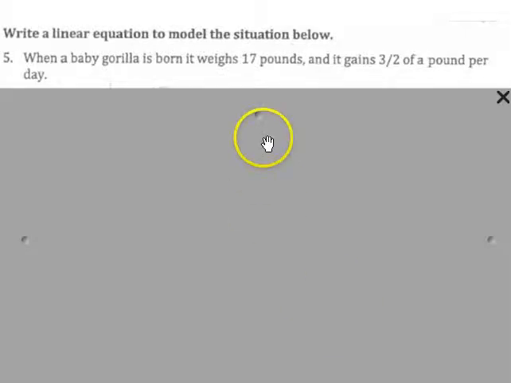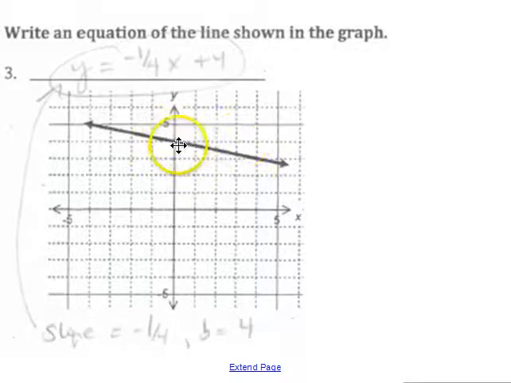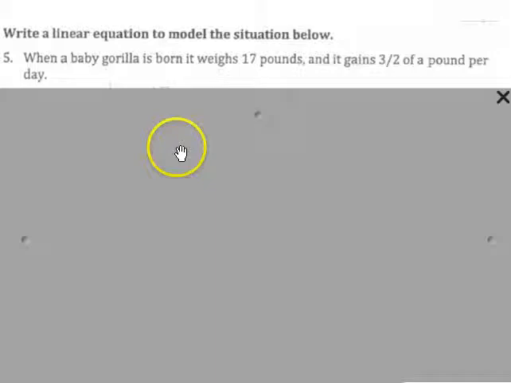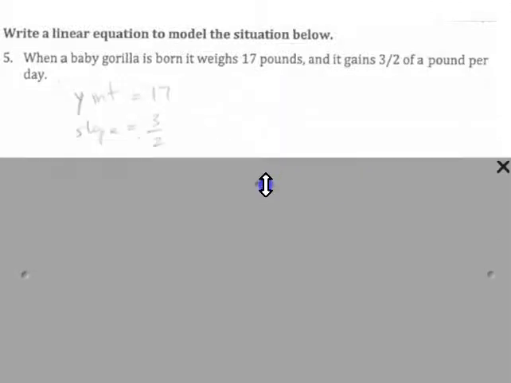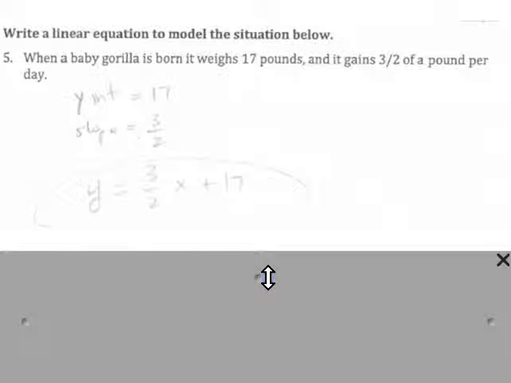Word problems can do the same thing. They can tell you rather than show you what the starting amount, the intercept is, and what the slope, the rate of change, is. In this case, this baby gorilla's starting amount, its y-intercept, is 17 pounds. Its rate of change, its slope, is 3/2. So, put that into the equation. Y-intercept is 17, slope is 3/2. And there's my equation, y equals 3/2 x plus 17.